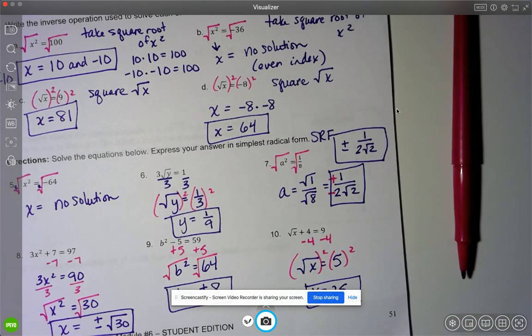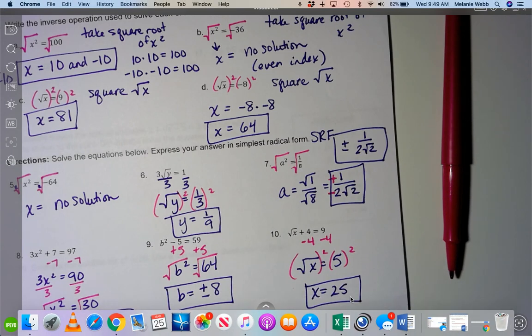Let me fix this screen over here. There we go. All right.